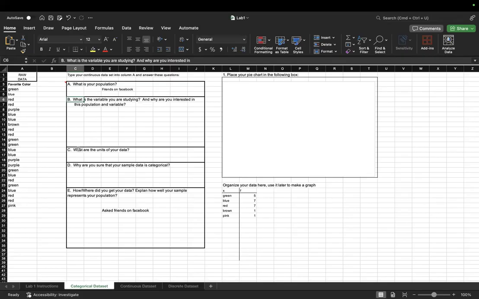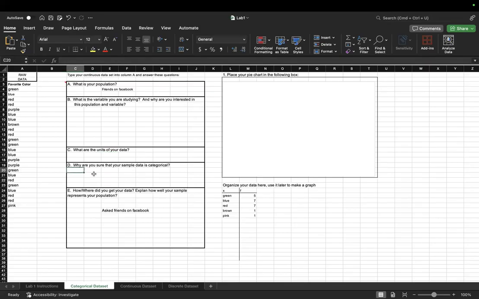The units of data. Now, units are generally things like feet, yards, miles, things like that. You don't really have units on categorical data. So you can just put NA, put no units. I don't care. Just put something in here representing that there's not any units.